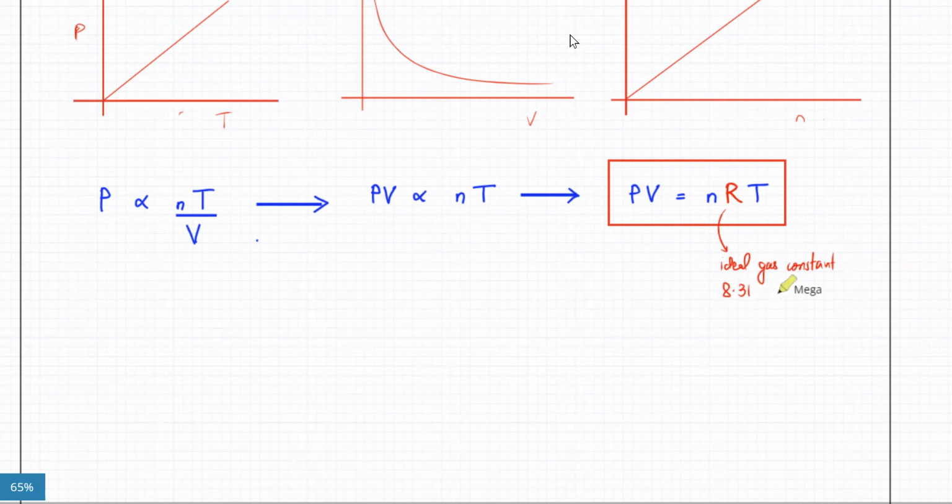So again, I'll just quickly go through this. Pressure was directly proportional to moles. It was directly proportional to temperature, inversely proportional to volume. So I just rearranged that. And to get rid of the proportionality, I introduced R as the gas constant. And I got this equation over here.